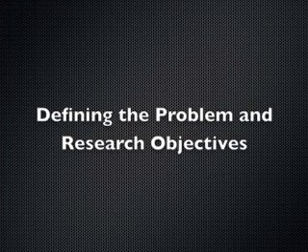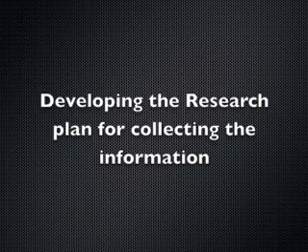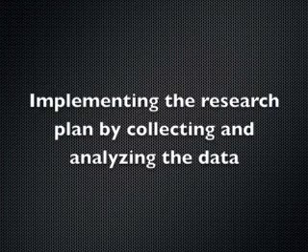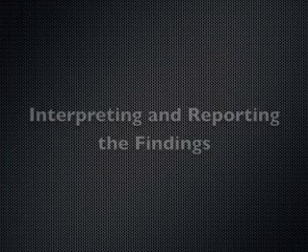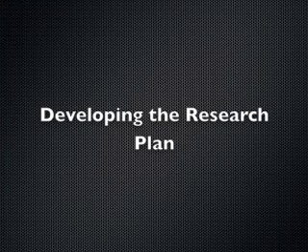The marketing research process is done in 4 steps: first by defining the problem and research objectives, then by developing the research plan for collecting the information, then implementing the research plan by collecting and analyzing the data, and interpreting and reporting the findings. Developing the research plan.